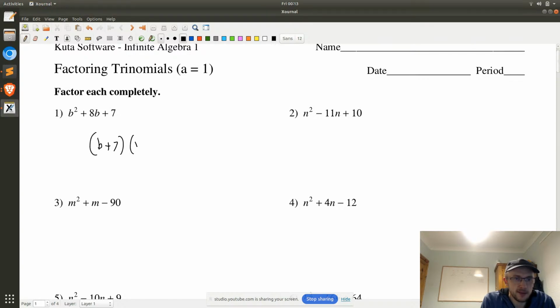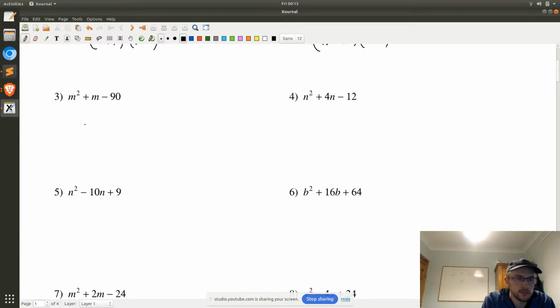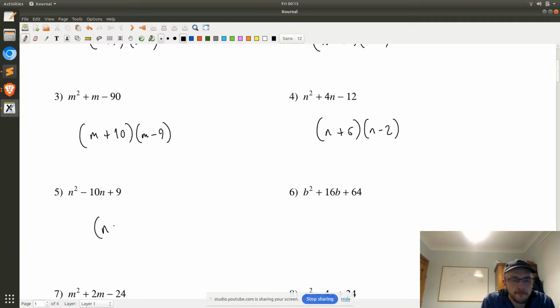B add 7 times B add 1. N take 10 times N take 1. M add 10 times M take 9. How about N add 6 times N take 2? N take 9 times N take 1. B add 8 squared.